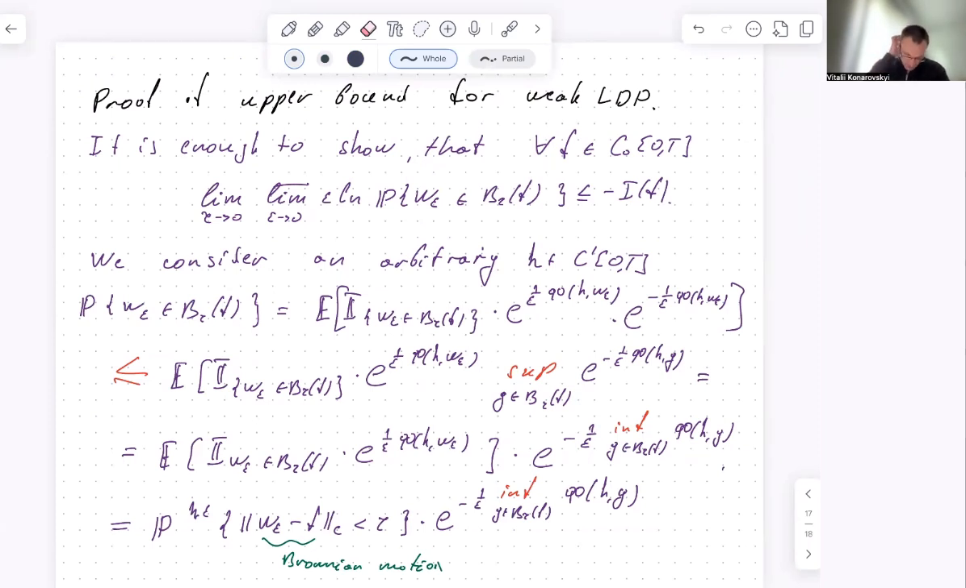Then also I want to say that since we write the estimate from above, we can continue that and write that it is less or equal. And then this probability here is less or equal than 1. We just can remove it. And you will have e to the power minus 1 over epsilon infimum over the ball, and then you will have phi h of g. So what you did, you just removed the probability.